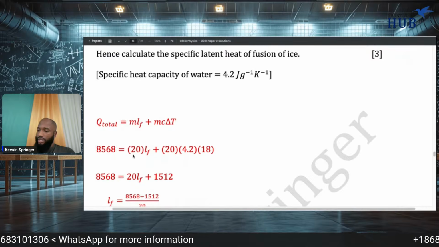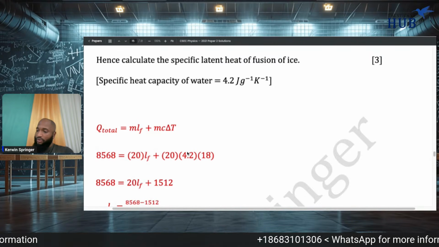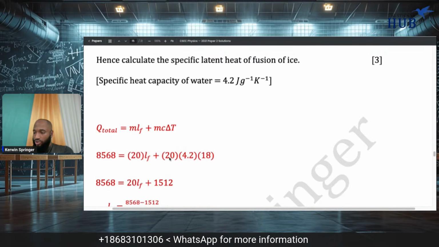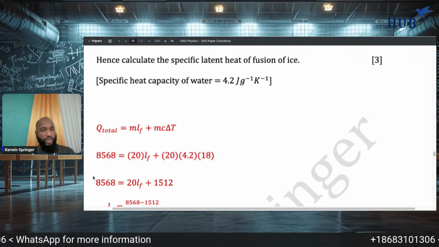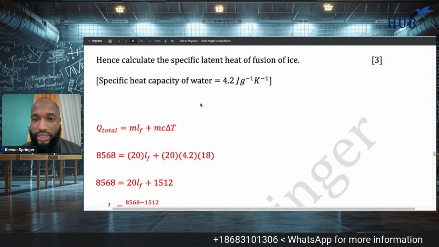So this is going to be 20 by LF. Which one are we trying to find? The specific latent heat of fusion. So we have the 4.2. The only unknown here is the LF. So it's 20 by 4.2 by 18. You get this. Bring this across. Then divide by 20. Where did the 4.2 come from? That was given. Any questions?